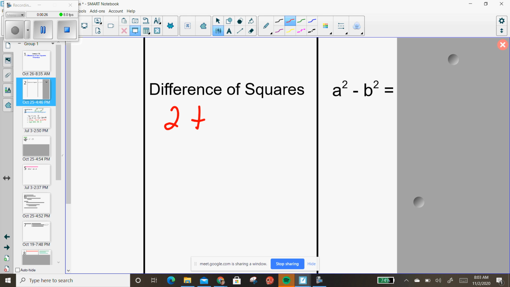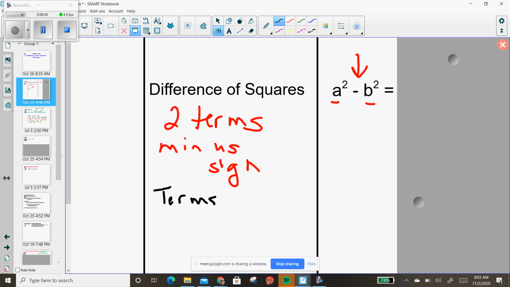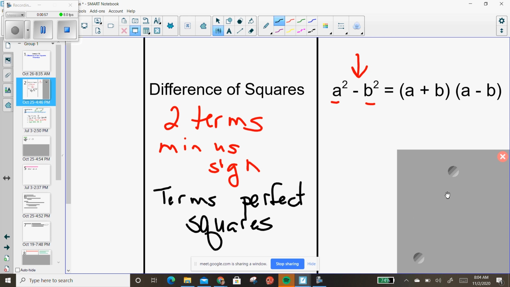That means you have two terms, not three or four, and you have a minus sign between them. So two terms and a minus sign. Then the other thing about those, the terms are what we call perfect squares. When we have that, if we started off with an x squared, we'd put an x, we'd take the square root of that first term. If we had a minus 9, 9's a perfect square, we'd have a 3 and a 3, but notice we have one plus sign and one minus sign in those parentheses.